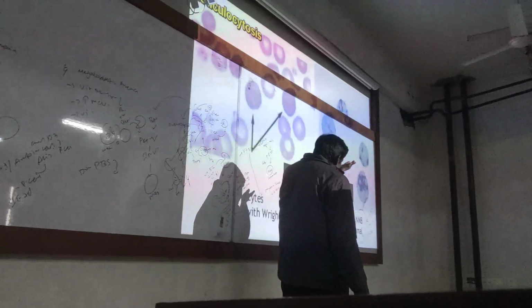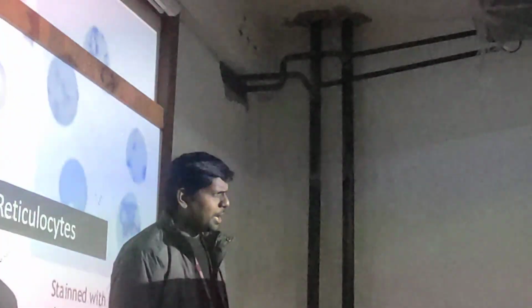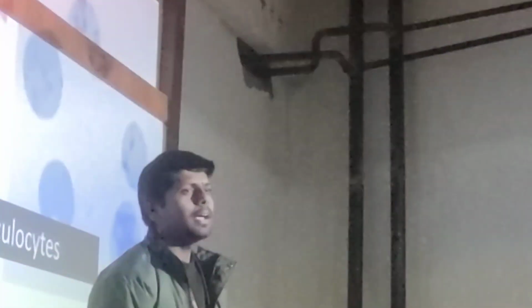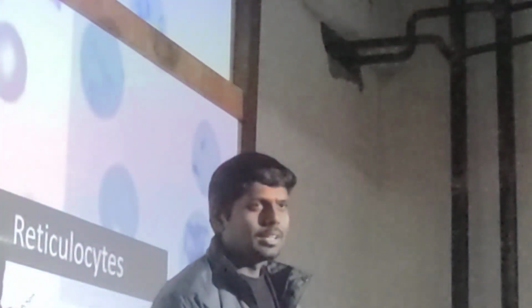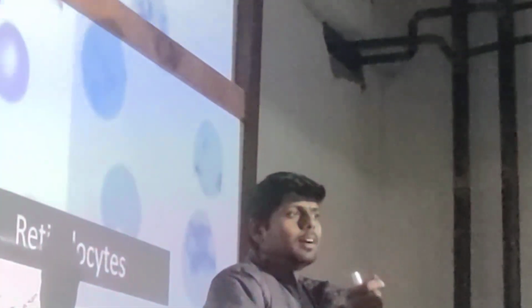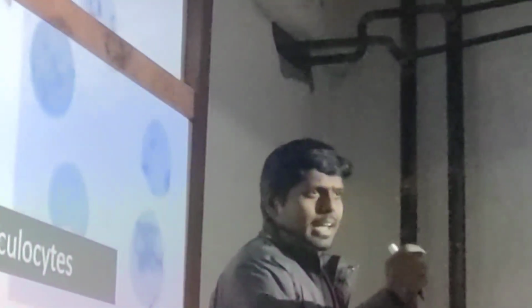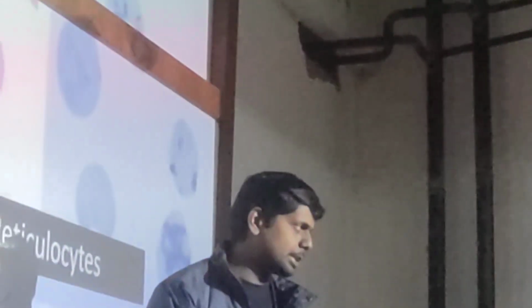What are reticulocytes? Tell me, students. Mature or immature? Immature RBCs are called reticulocytes. Am I correct? Immature RBC is called reticulocytes. Keep in mind, to understand anemia, reticulocyte count plays a paramount significance. That means very important significance.